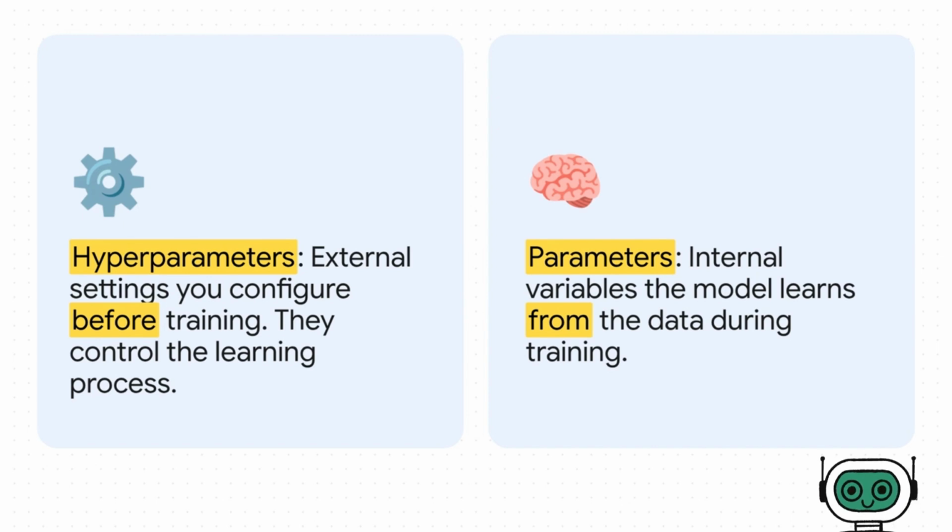On one side, you've got hyperparameters. These are the external dials that we, the engineers, have to set before we even start training. They control how the model learns. On the other side, you have the parameters. These are the internal variables, like the weights in a neural network, that the model learns from the data during training. We don't touch those. Our job is to set the dials just right so the engine can learn effectively on its own.